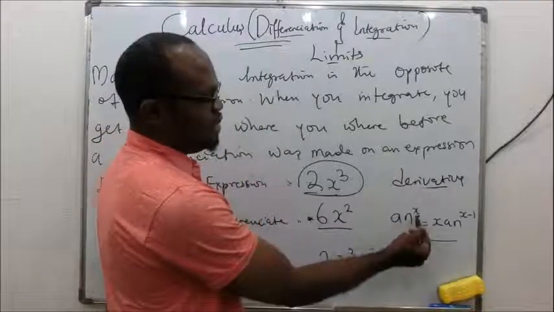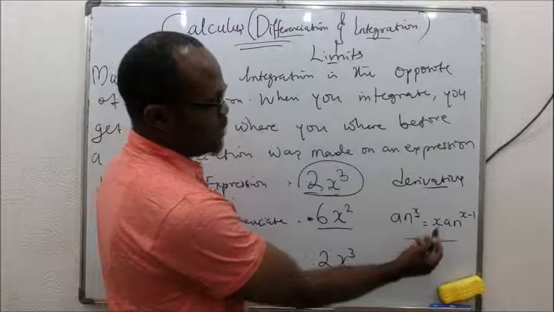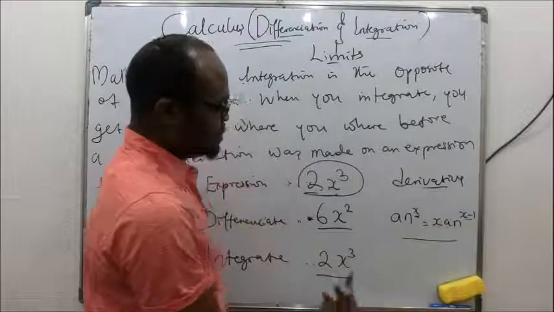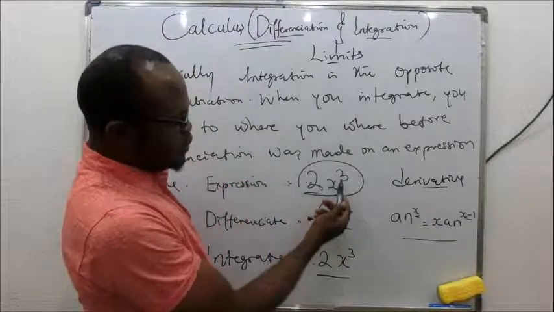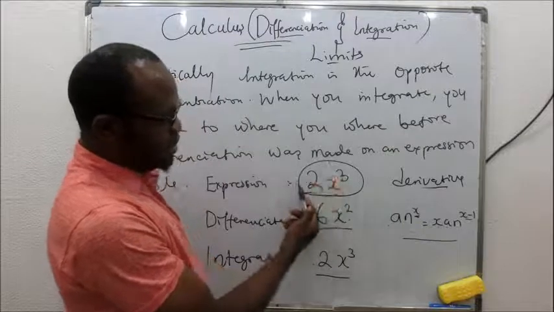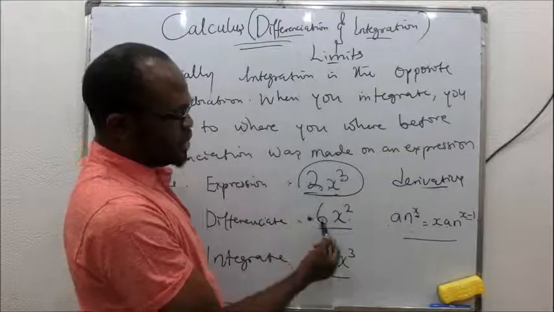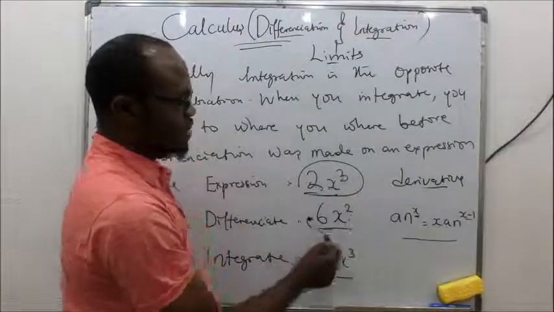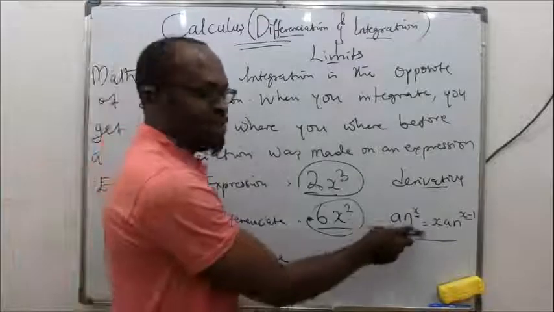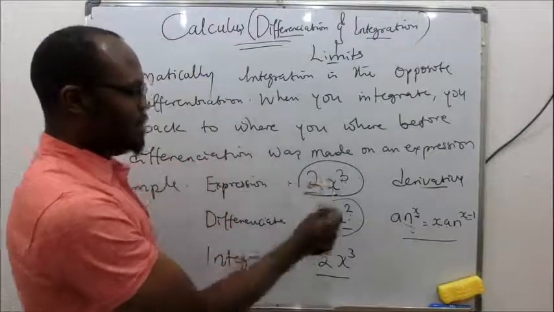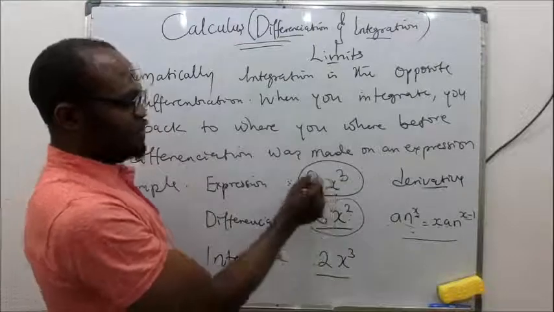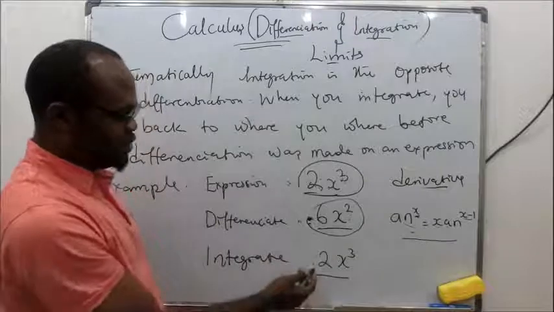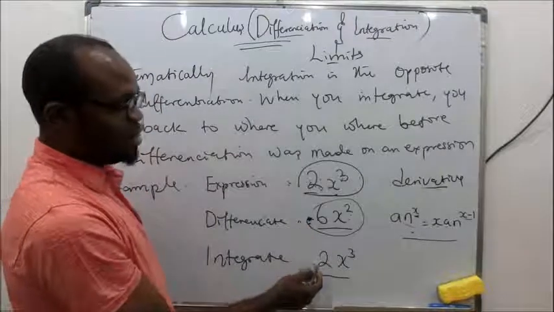And this is the simple explanation of this. Anything that you have up here, take it back here, so that you now have x to the power n. Then anything that is up here, reduce it by 1. So that is what was done here. When you take this over to this side, it becomes 3 times 2, which is 6. Then anything here, reduce it by 1. You have 3 minus 1, which is 2. So that's how you come about this. With this formula, you can always differentiate. So we differentiated this to get this. Then when you integrate this derivative, you get back this expression.